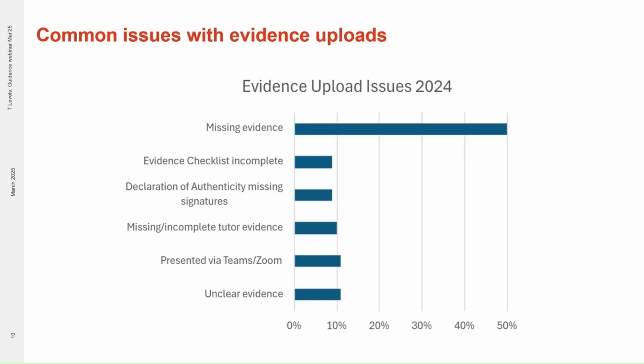And lastly, on this slide, we've got a graph showing some of the biggest problem areas we saw with evidence uploads during the autumn series. These were incomplete evidence checklist, 9%, declaration of authenticity, missing signatures, 9%, missing or incomplete tutor evidence, 10%, presentations delivered via Teams or Zoom, 11%, unclear evidence, 11%, and missing evidence, 50%. So missing evidence was by far the biggest problem that we saw. That was the issue in 50% of cases.